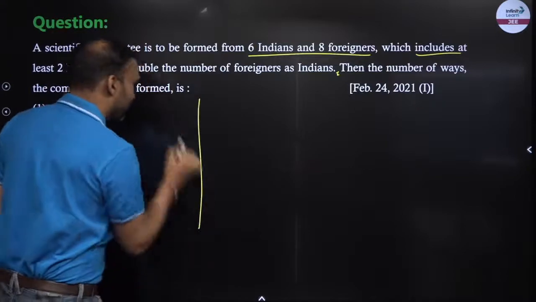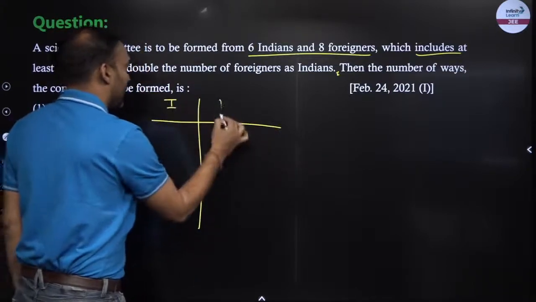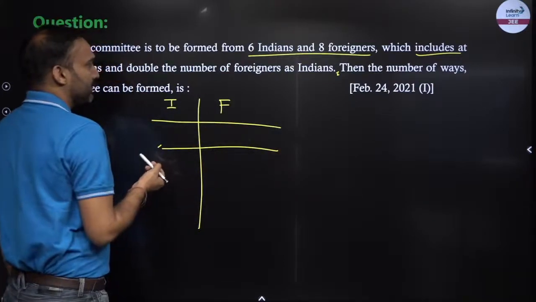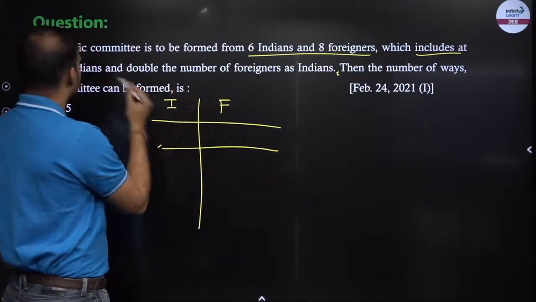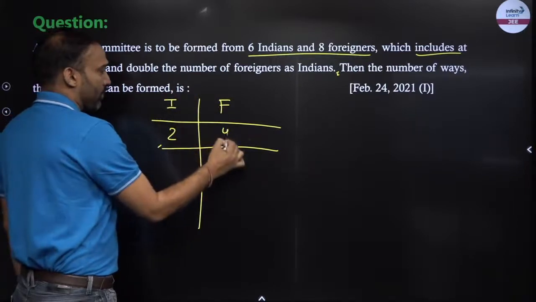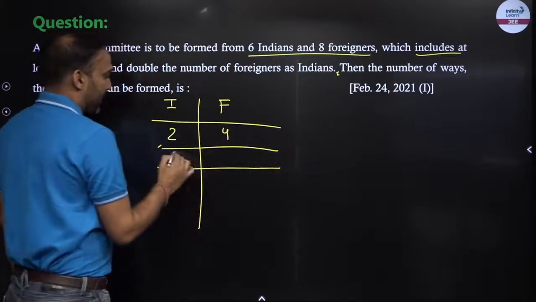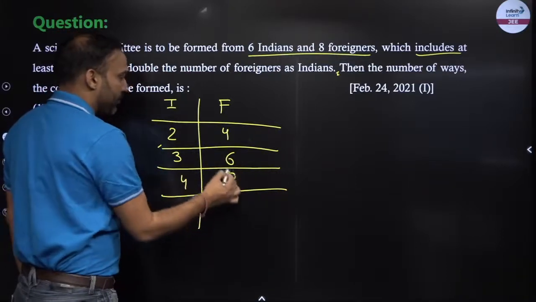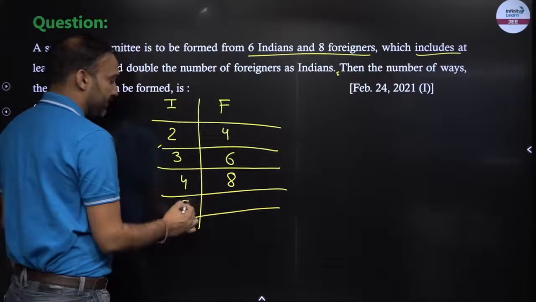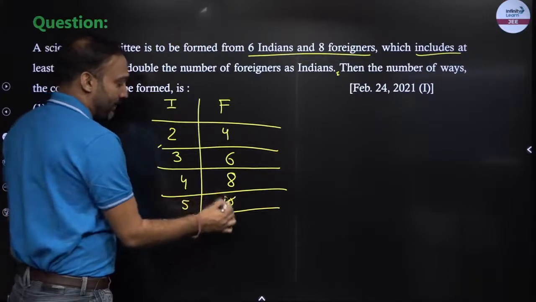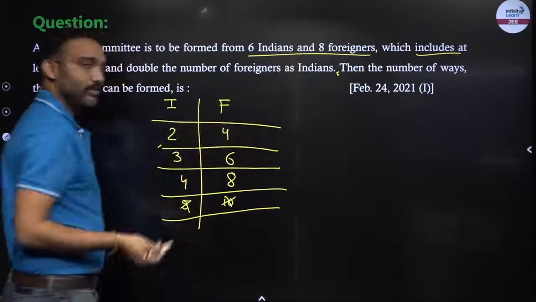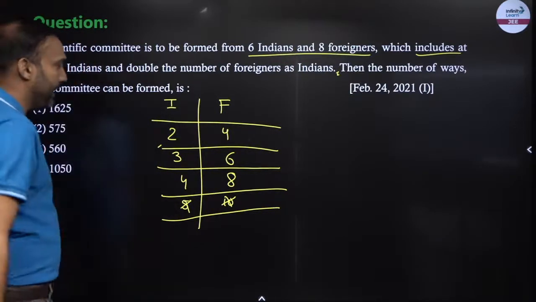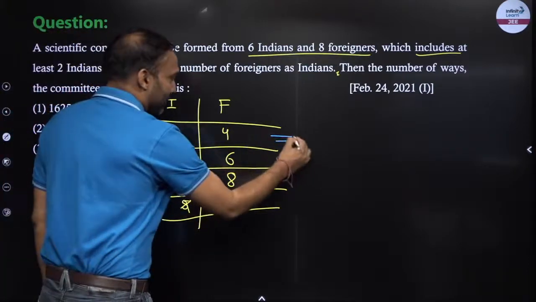So I have to form the cases first, Indians and foreigners. So the first case, I can have 6 Indians, right? So minimum is how much? 2. So 2 Indians, then I'll have 4 foreigners. When I have 3 Indians, I will have 6 foreigners. When I have 4 Indians, I will have 8 foreigners. When I have 5 Indians, no. I cannot have 10 foreigners. Why? Because I have only 8 foreigners. So these are the 3 possibilities.